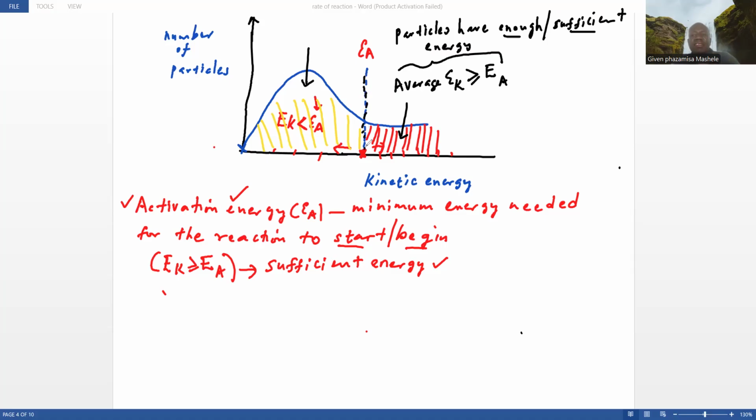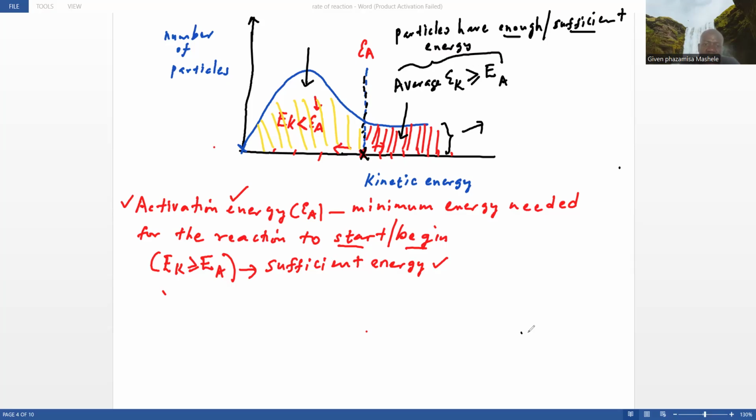So now, let's take this further. The higher the area where the kinetic energy is bigger than the activation energy, the higher the area, it implies that the reaction will be faster. Particles with enough kinetic energy, because the kinetic energy on average is greater than or equal to the activation energy.